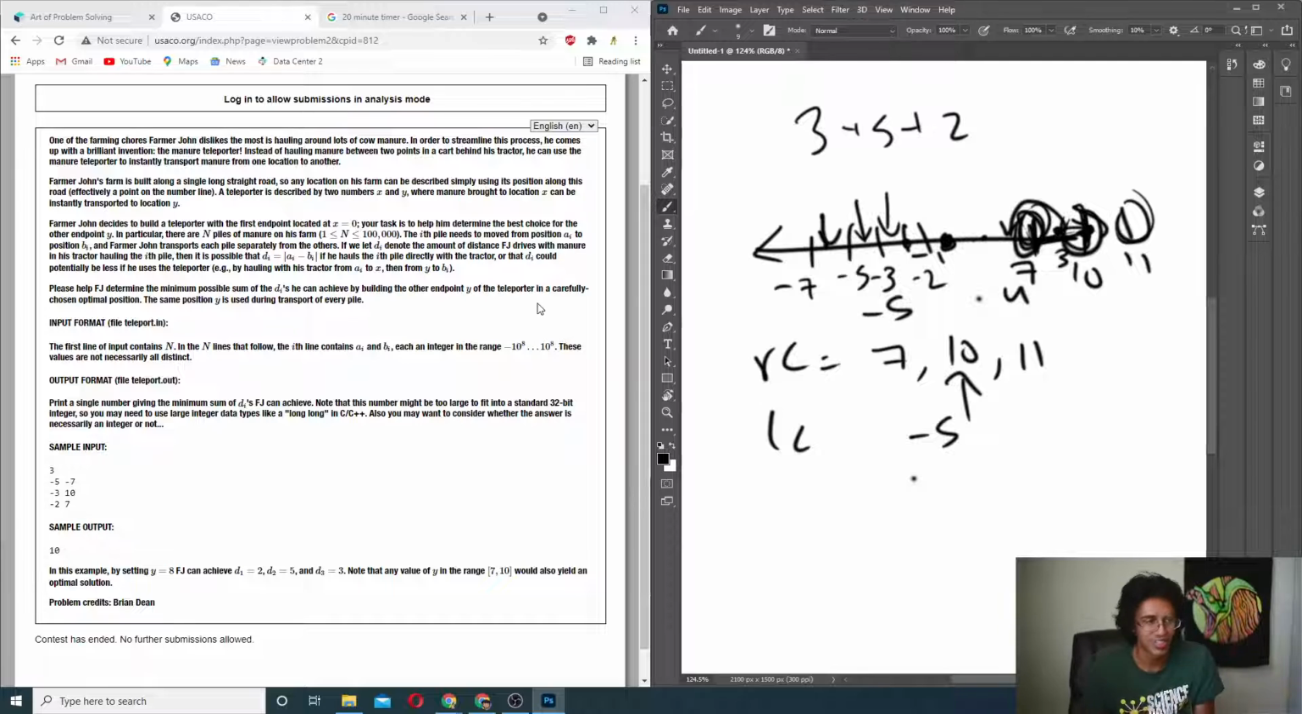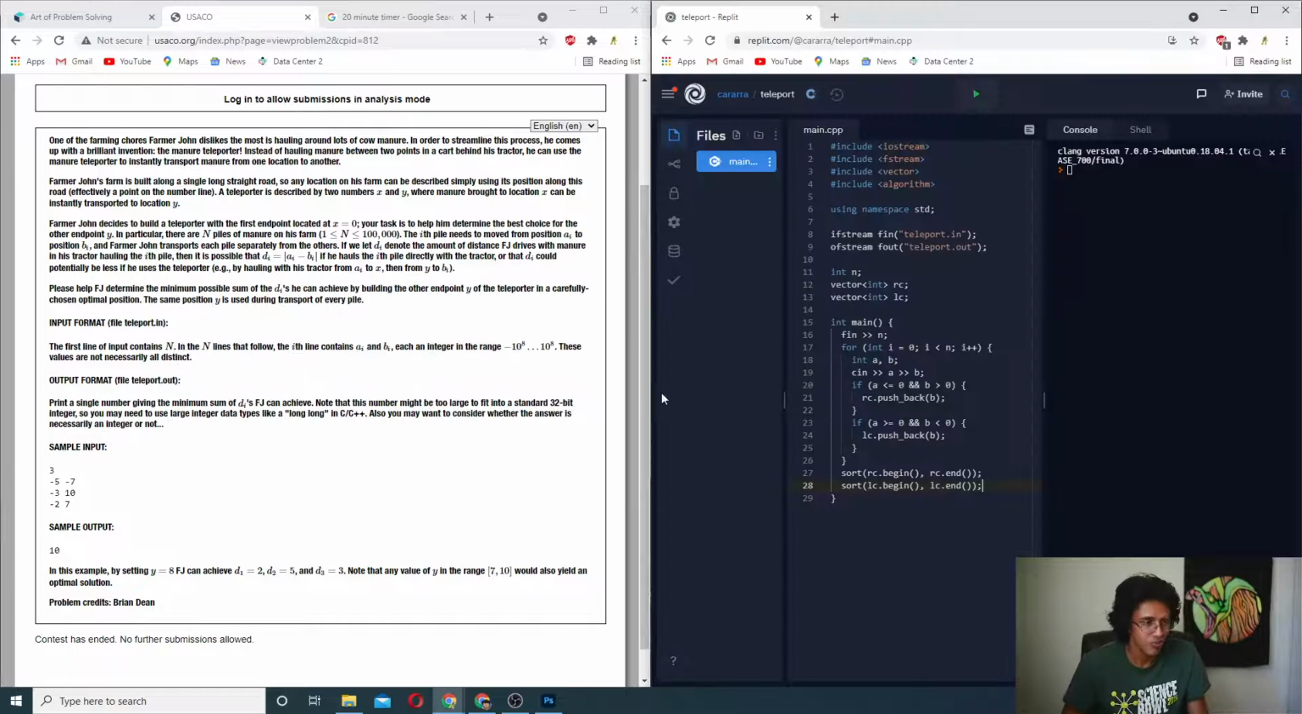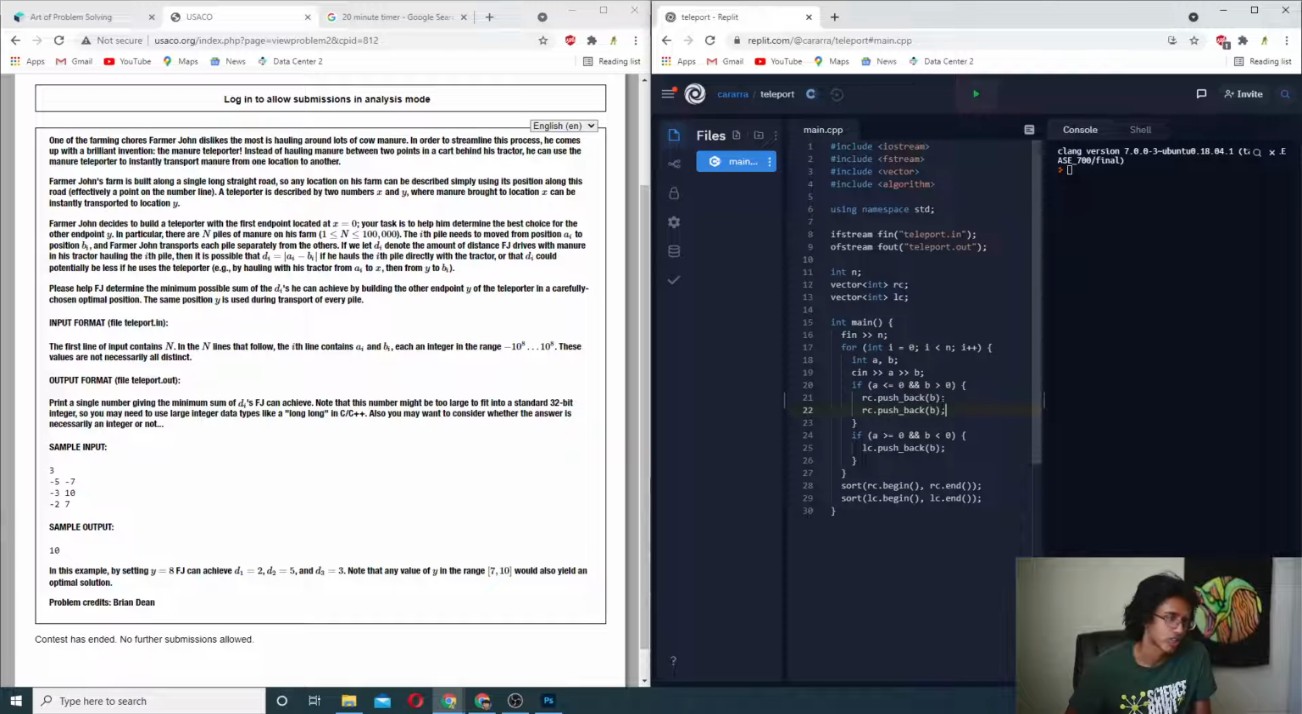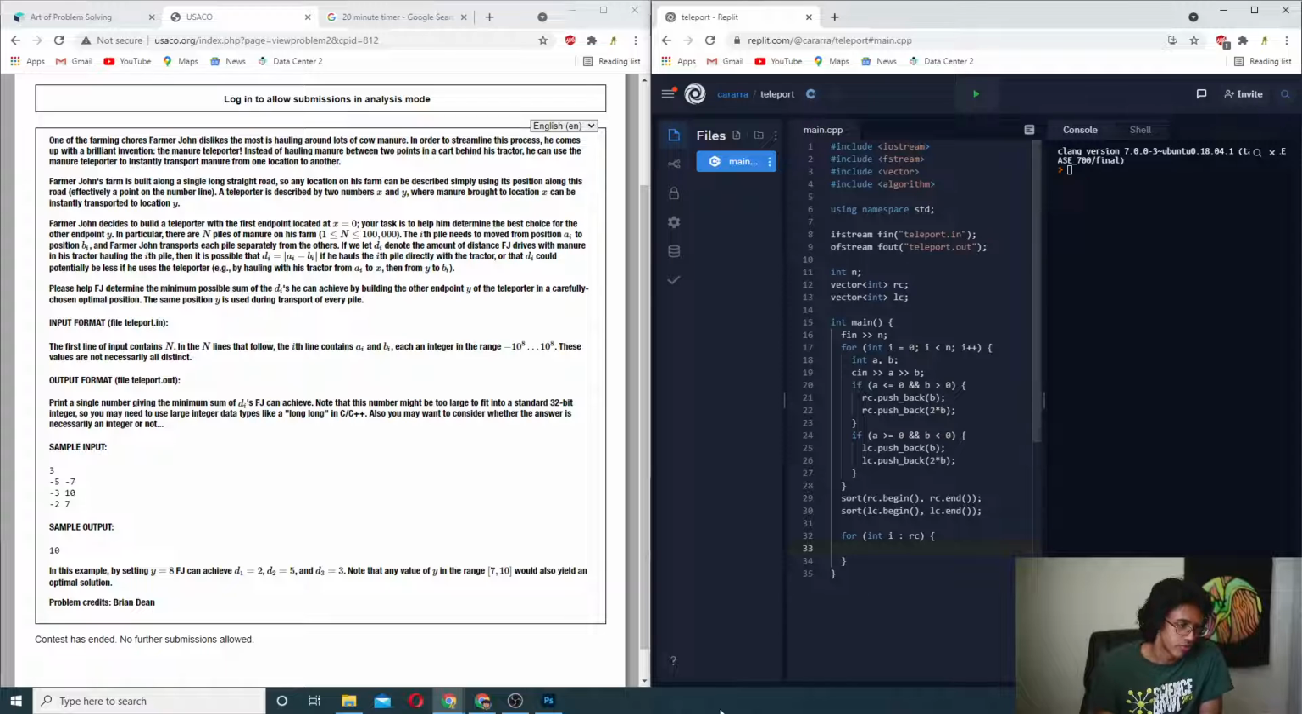Okay, so let's try that again, right? So this is technically still right. We also want to push back twice of it, right? And essentially we'll just go through it, so for i in RC, right? And we have to keep track of whether we're adding one or subtracting, right? So originally we're subtracting for every single guy to the right of us, right?